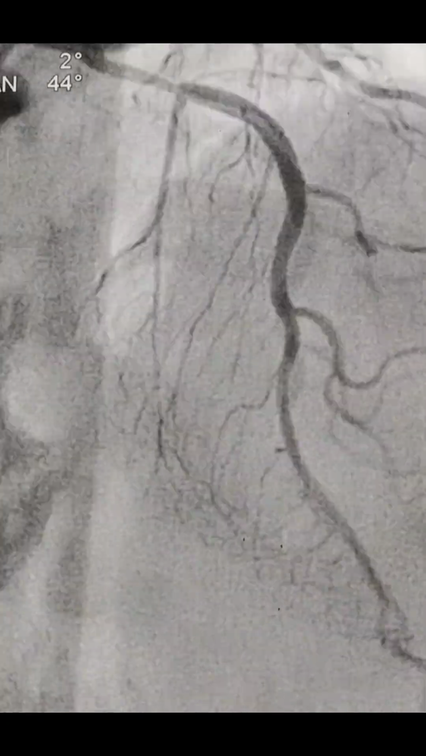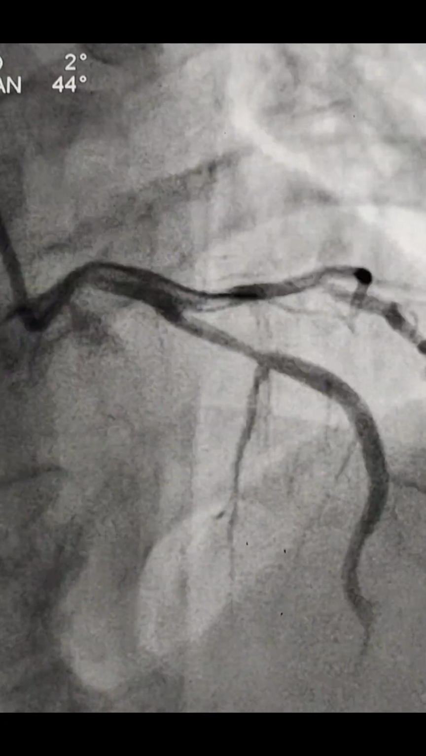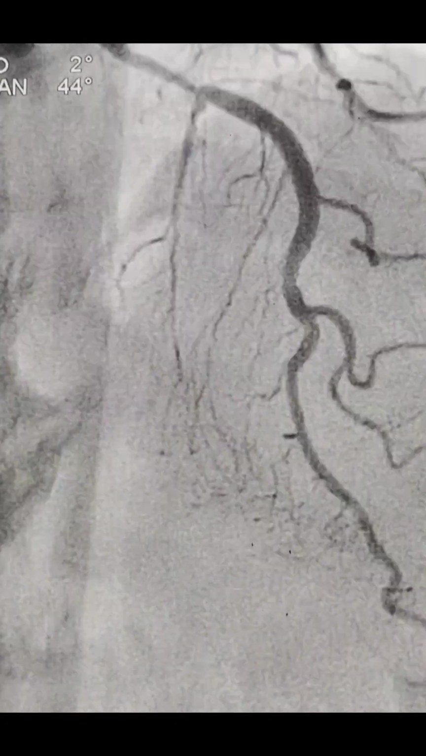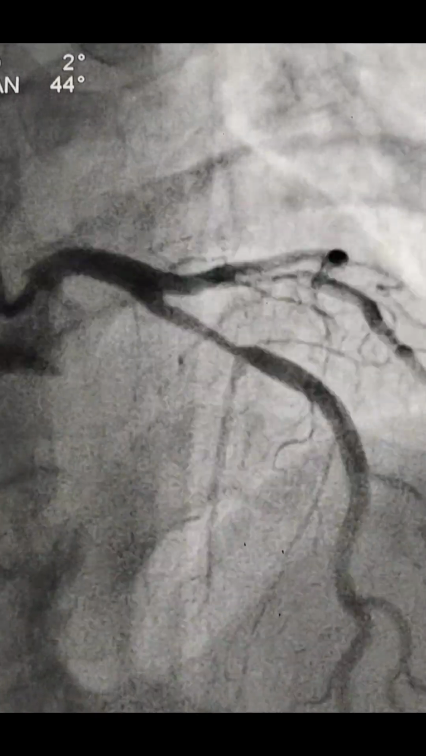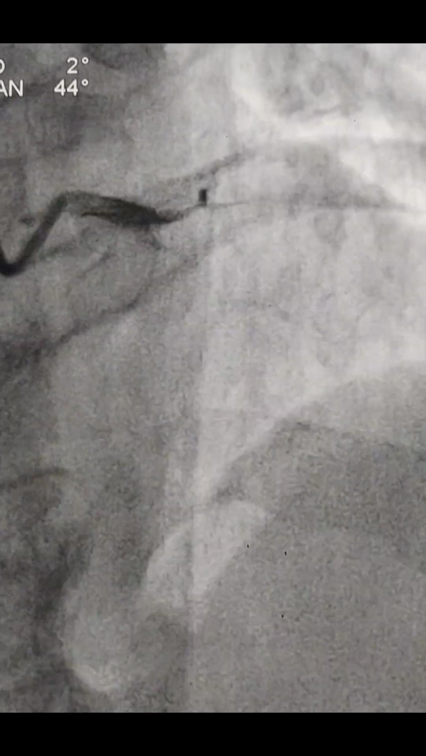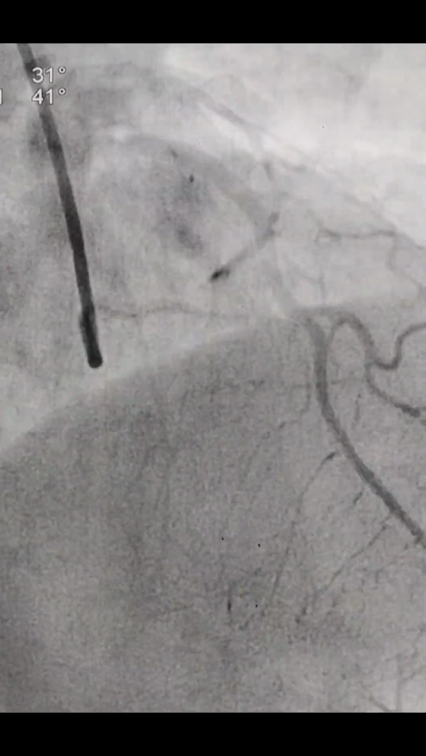The same thing you can see in this AP cranial view, and you can see clearly there is a significant stenosis in the LAD, almost 70 to 80%. The proximal LAD is of 3.5 size diameter, and this is the RAO cranial view, and you can see the significant stenosis in the LAD.